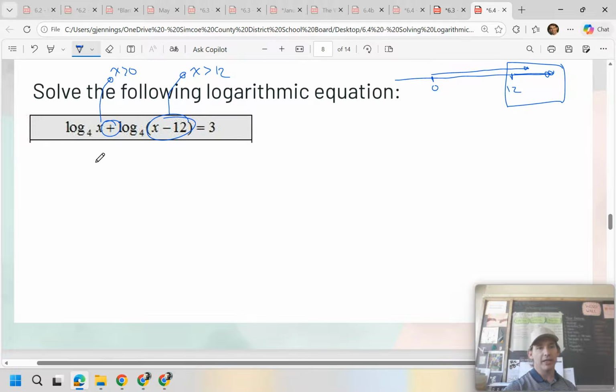I multiply that thing inside. So we have log 4 of x times x minus 12 equals 3. Okay? And now what we get is just a thing of beauty, everybody. It's just so pretty. Watch this. How are we going to solve that?